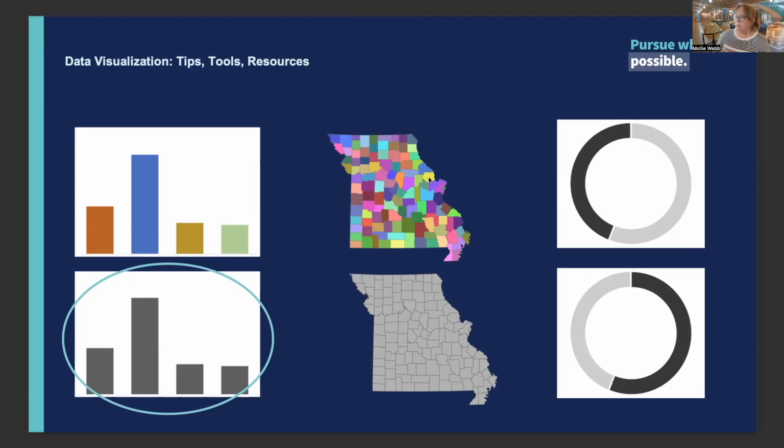Same with the map of Missouri counties here in the middle. So the top map here shows each county with a different color, which is unnecessary unless those colors actually do have meaning. If the colors don't mean anything, it's best to use a neutral or consistent color.